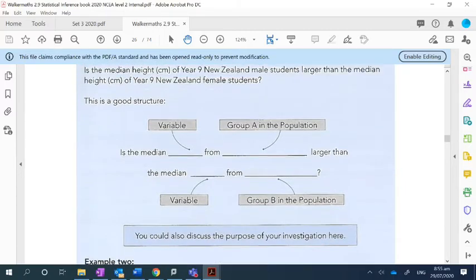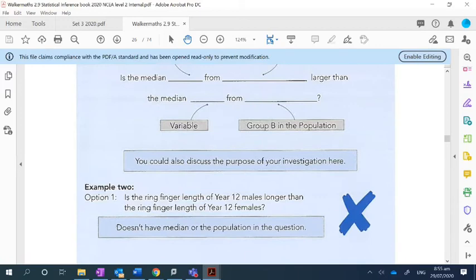Okay? Now, you could also discuss the purpose of your investigation here. Don't think about it as "you could also." You will also talk about the purpose. You will talk about why. But we'll add that in later. Right now we're just focused on the question. Okay? We'll do each part of it and look at it separately.